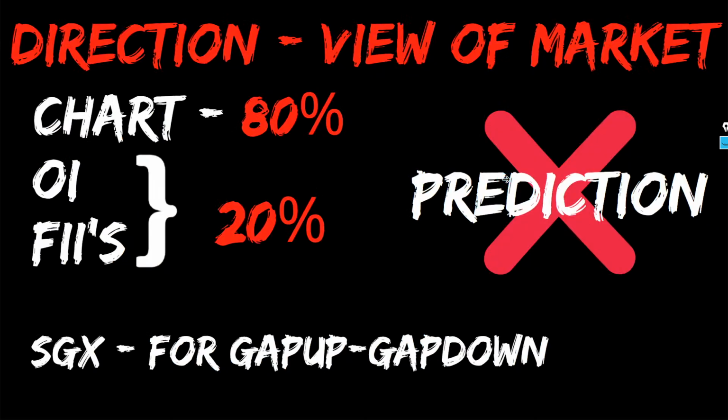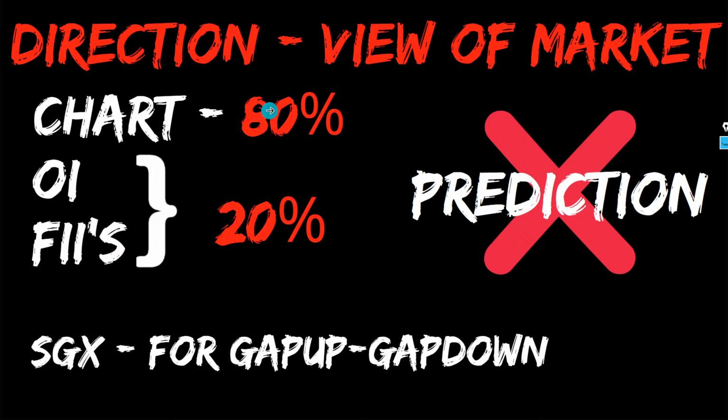The bare minimum things for deciding which trade we will be deploying. These are the bare minimum things which one should have, at least for me. Direction of the market. Okay, so I'll use chart as 80%. My view of the market or direction of the market comes from the chart. That's where I've quoted it as 80%. And then the remaining would be open interest and what the FIIs are doing. So that will be 20%.